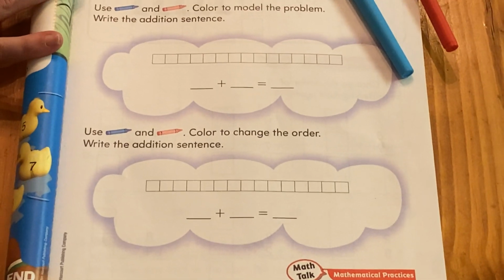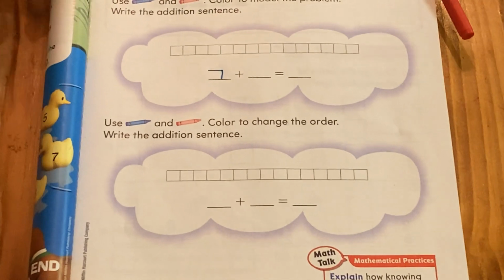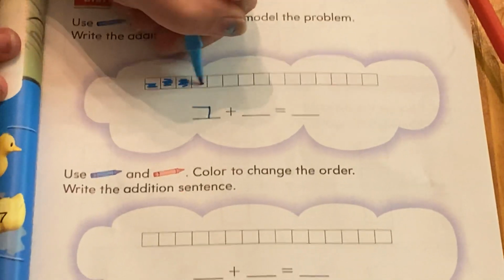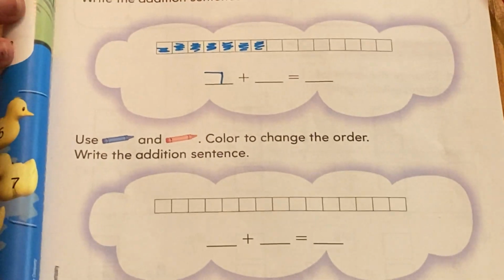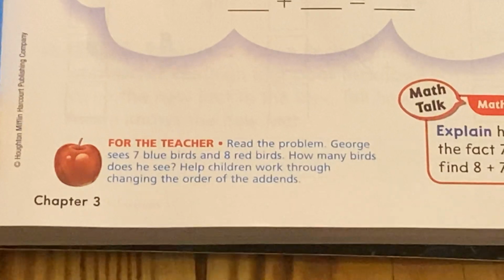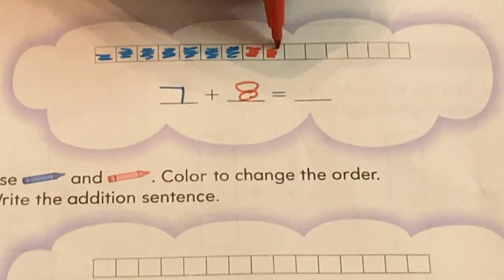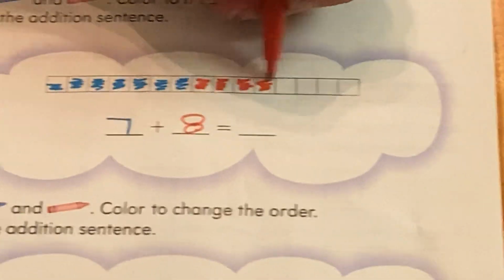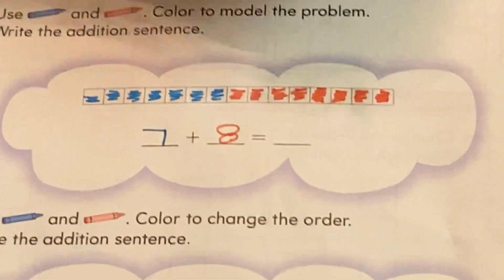Okay, it says that our word problem sees 7 blue birds. So I'm going to start with my 7. And I'm going to do my quick 1, 2, 3, 4, 5, 6, 7. I have 7 blue birds. And then I see 8 red birds. Ready? 1, 2, 3, 4, 5, 6, 7, 8.